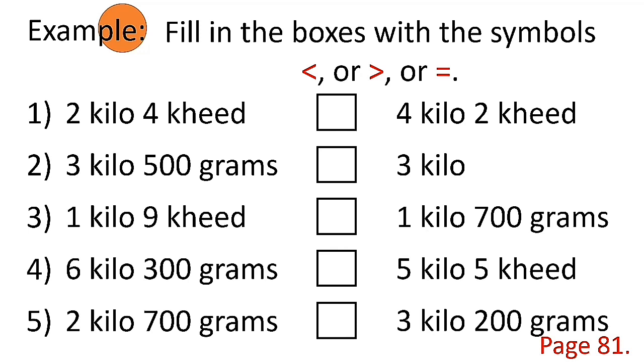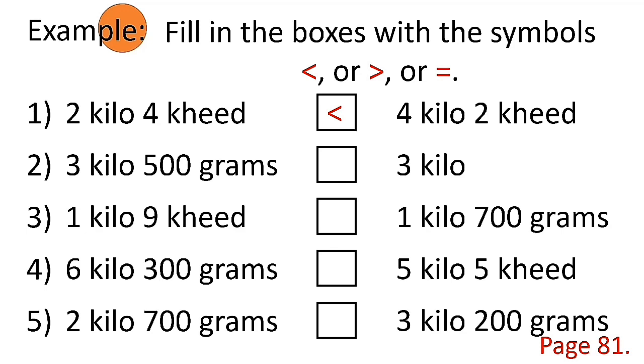Number one, 2 kilo 4 kid box 4 kilo 2 kid. Or we can say 2 kilogram and 4 kid, box, 4 kilogram and 2 kid. So what do you think? What sign are we going to write here? Our sign here will be less than. 2 kilo and 4 kid is less than 4 kilo and 2 kid.